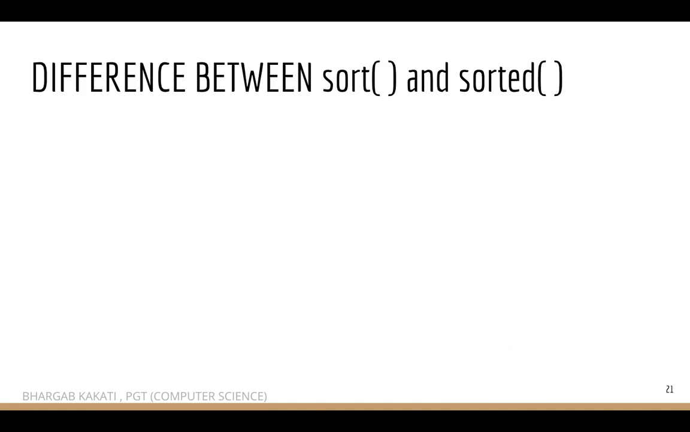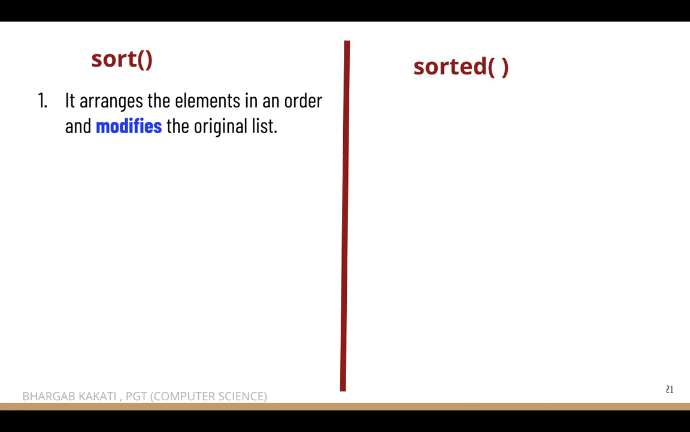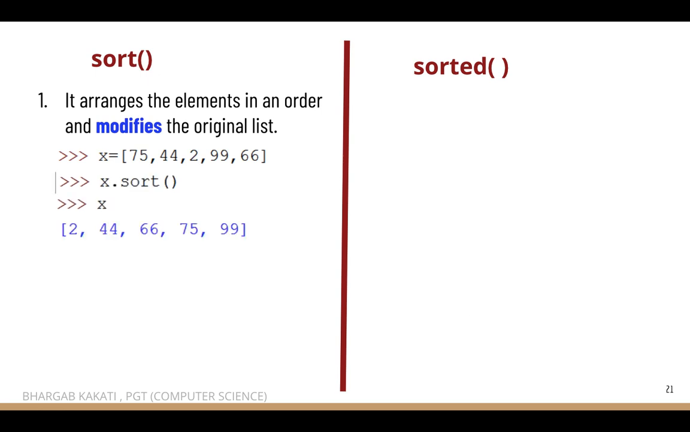So let's quickly see the difference between sort and sorted function. Sort function arranges the elements in an order and modifies the original list. It will sort, but along with sorting, it will modify the original list. So this is the list. If I type in X dot sort and then X again, what you will find? You will find that the original list is being modified.